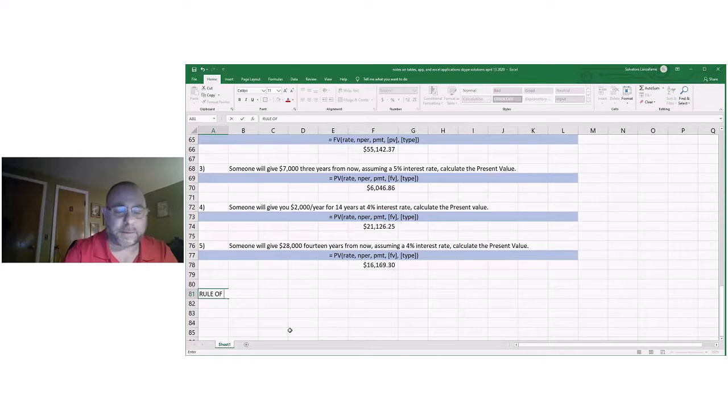And the rule of 72 is how long does it take to double your money. That's the rule of 72.